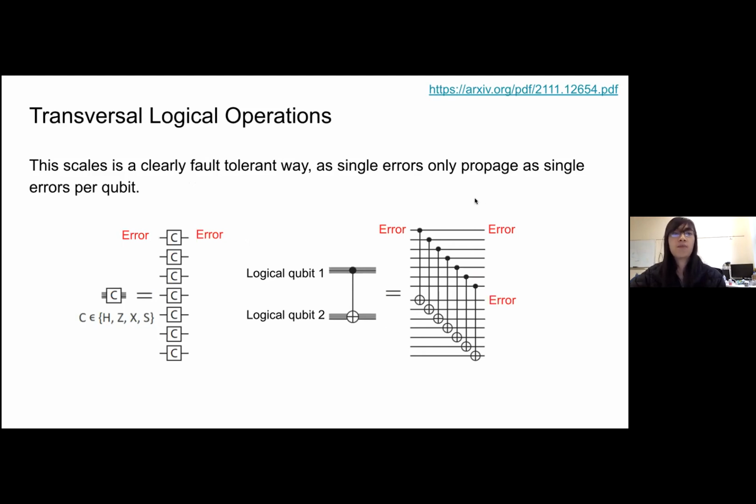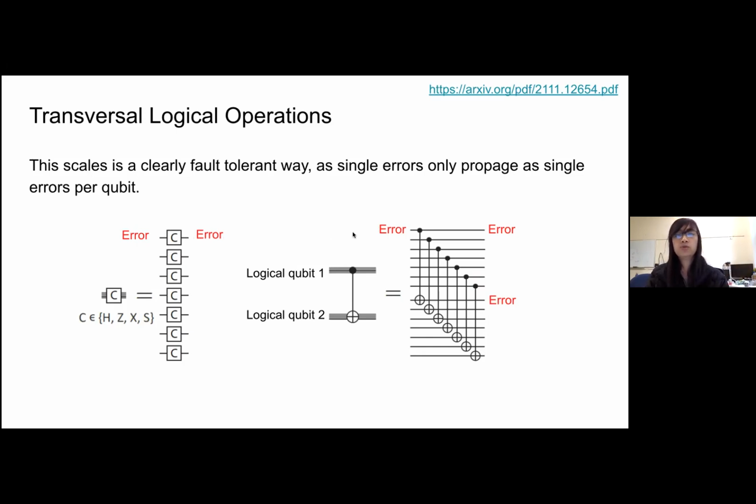And the great thing about transversal operations is that it also scales in a very clearly fault tolerant way. I mentioned we don't want spreading of our errors, right? If we have a single error, we want, after we run a gate operation, to only have a single error per logical qubit. And this is clear in the case of single qubit gates, right? If you have an error on one, since you're not doing any sort of entanglement, you just have a single error propagate through on the original qubit that had the error.